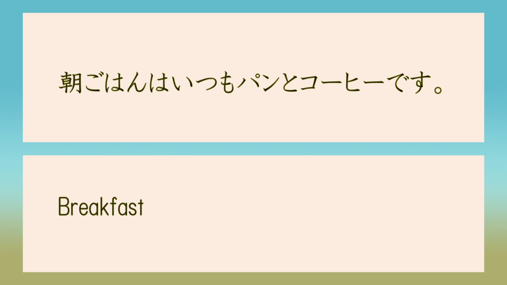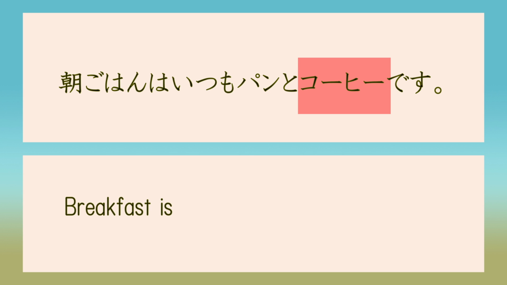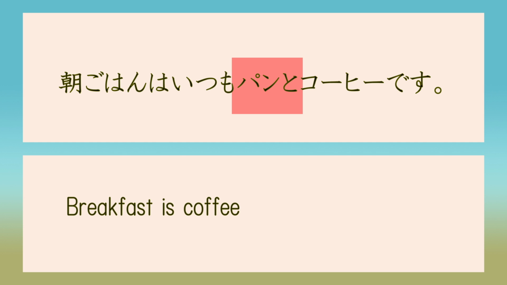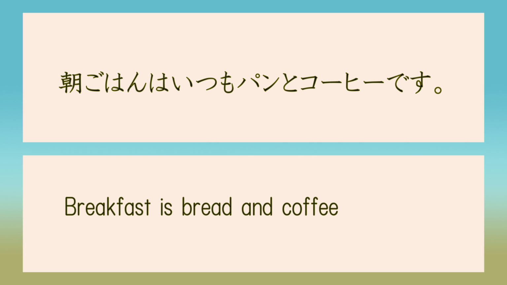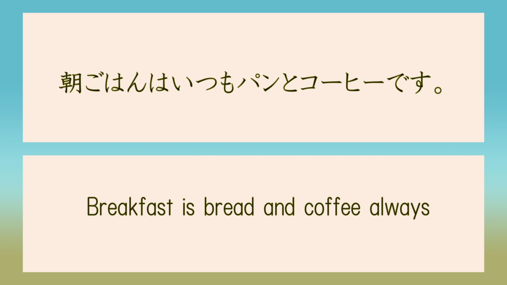So we're going to say the breakfast is. And let's go backwards. We have kohi, so the breakfast is coffee. And then we have pan to. To is the marker for and, so we're going to say bread and coffee. And then we have itsumo, which is a time indicator, which means always. So our translation here will be the breakfast is bread and coffee always.